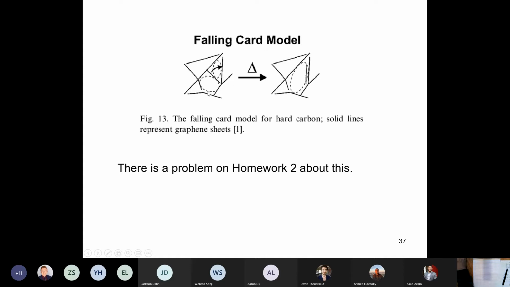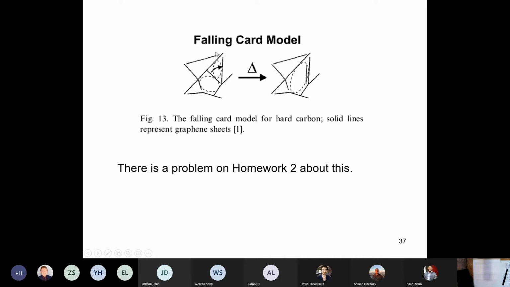So Yuan Gao, a postdoc, and I proposed this model for what's going on. We call it the falling card model. It's like spending the time to stack a house of cards with playing cards on your table. And then what would happen if one card falls over?